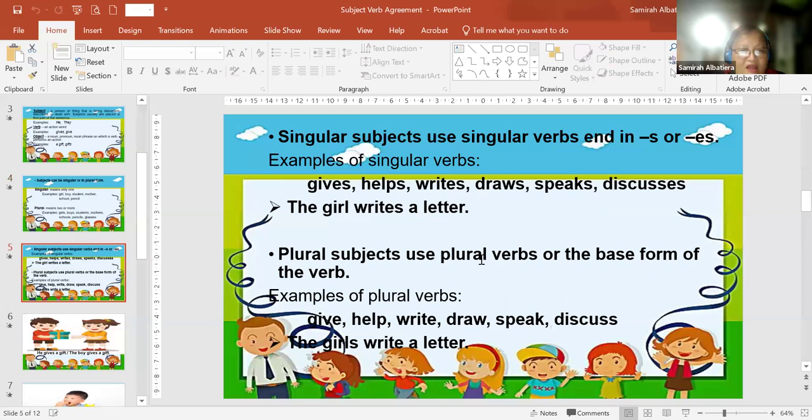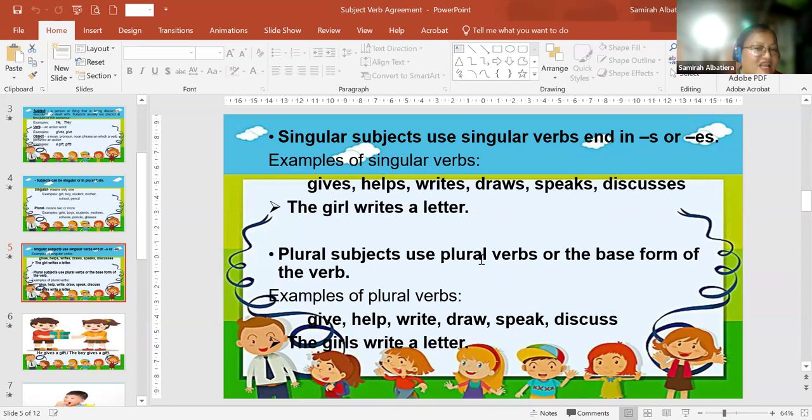Singular subjects use singular verbs which end in S or ES. So this is the first rule. If we are talking about a singular subject, then we must also use a singular verb. But how do we know that the verb is a singular verb? What do we do?